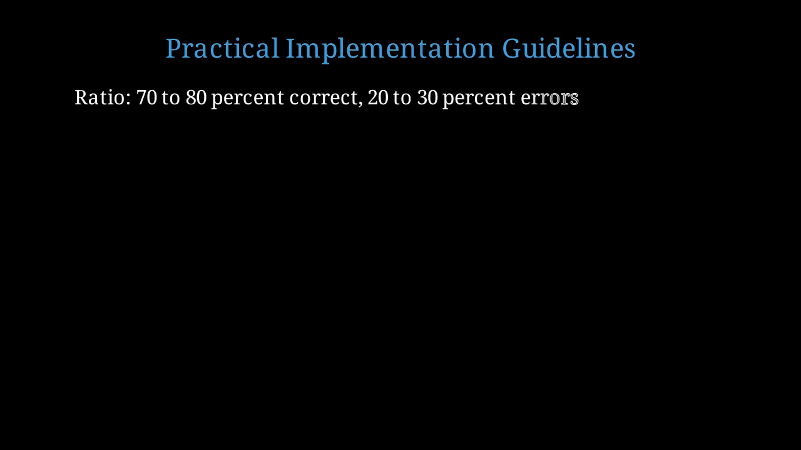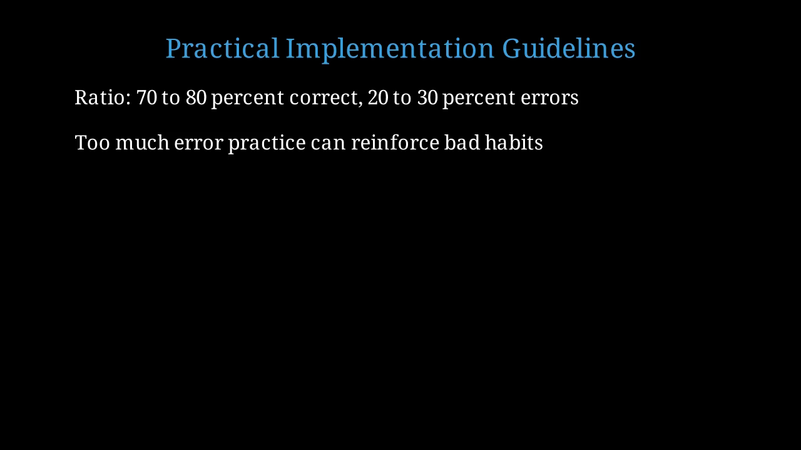Now let's talk about how to actually implement reverse practice. There are some important guidelines. The optimal ratio appears to be about 70 to 80% practicing correctly and 20 to 30% practicing deliberate errors. If you go beyond 30% error practice, you risk reinforcing bad habits. The errors need to be deliberate and conscious.